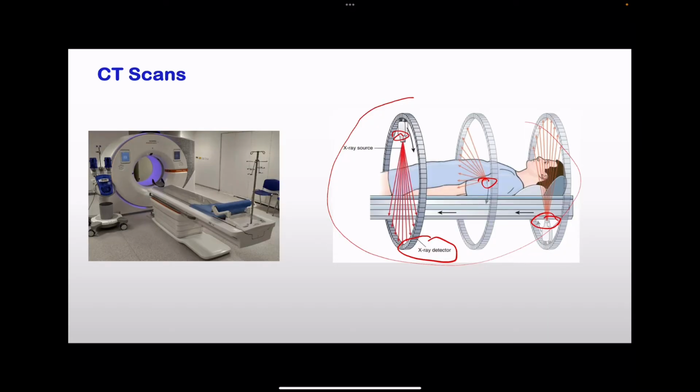CT scans can be used to detect brain tumors, brain bleeds, as well as swellings. However, they can't detect fine structure details. The images produced are going to be like photographs, and we cannot use them to detect changes during activity.